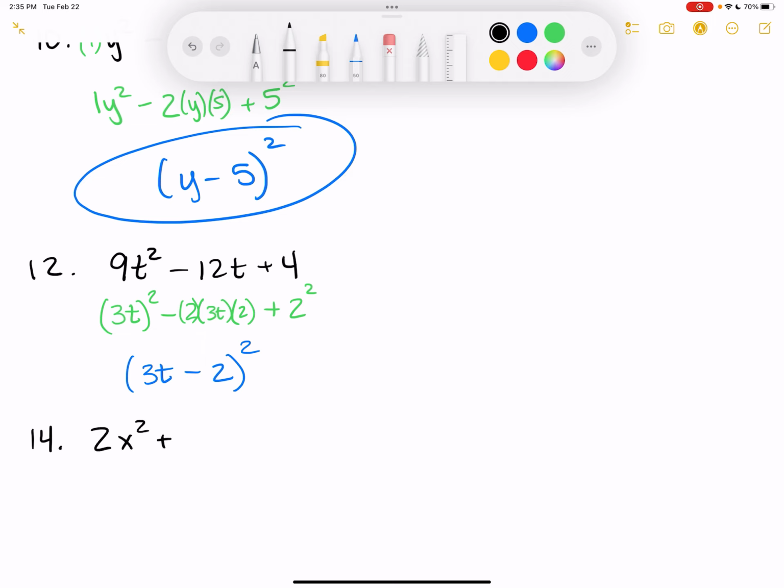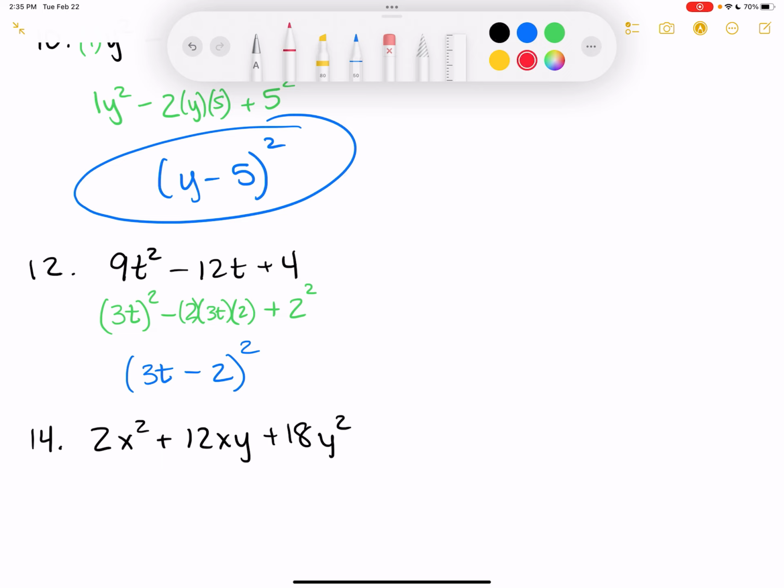2x squared plus 12xy plus 18y squared. Now, at initial glance, is 2 something squared? No. Okay. Yes. Well, technically yes. Is it a perfect square? No. Is 18 a perfect square? No. So I need to do something to try to make them perfect squares. Any ideas? Something that all the terms have in common, maybe.